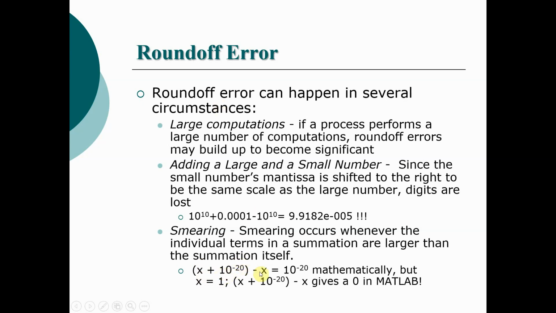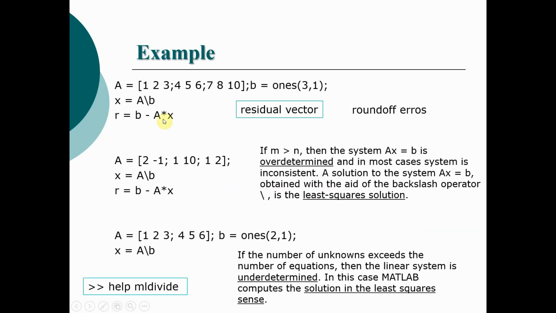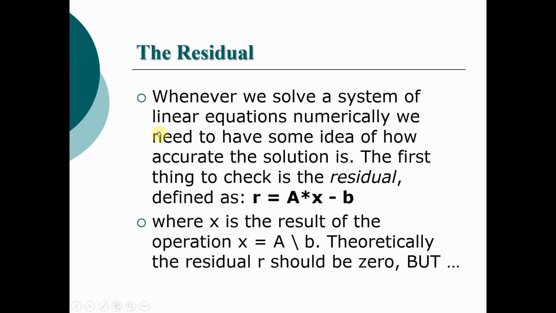So round-off errors can happen in these situations. That's why here we didn't get the vector of 0. We got something else. So this is one of the reasons.